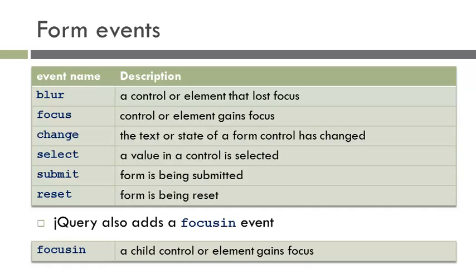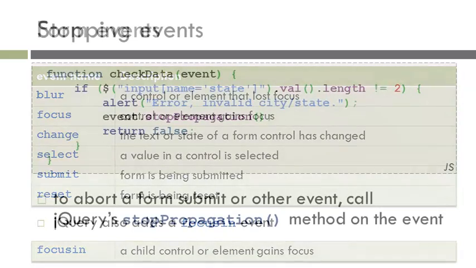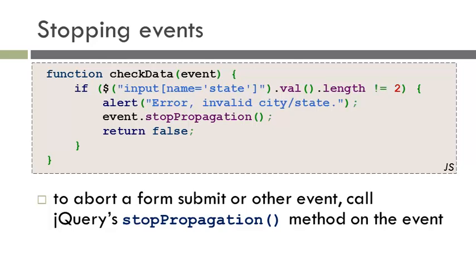jQuery has also added the focus in event. The focus in event is sent to an element when it or any element inside of it gains focus. This is distinct from the focus event in that it supports detecting the focus event on parent elements. In other words, it supports event bubbling. To stop the propagation of events, jQuery's event stop propagation method can be used, as in this example here.